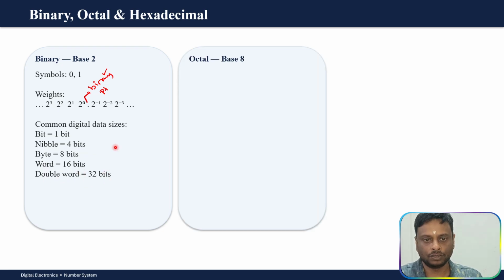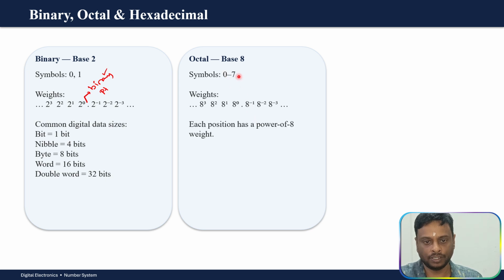So we have the octal number system, whose base is 8. The symbols used are 0 to 7. Here also it is separated. This point is known as the octal point. So here the weights are likewise: items after this point will be divided by 8, so 8 to the minus 1, then 8 to the minus 2 likewise. Similarly, it is 8 to the 3, 2, 1 likewise. So each position has the power of 8 weight.